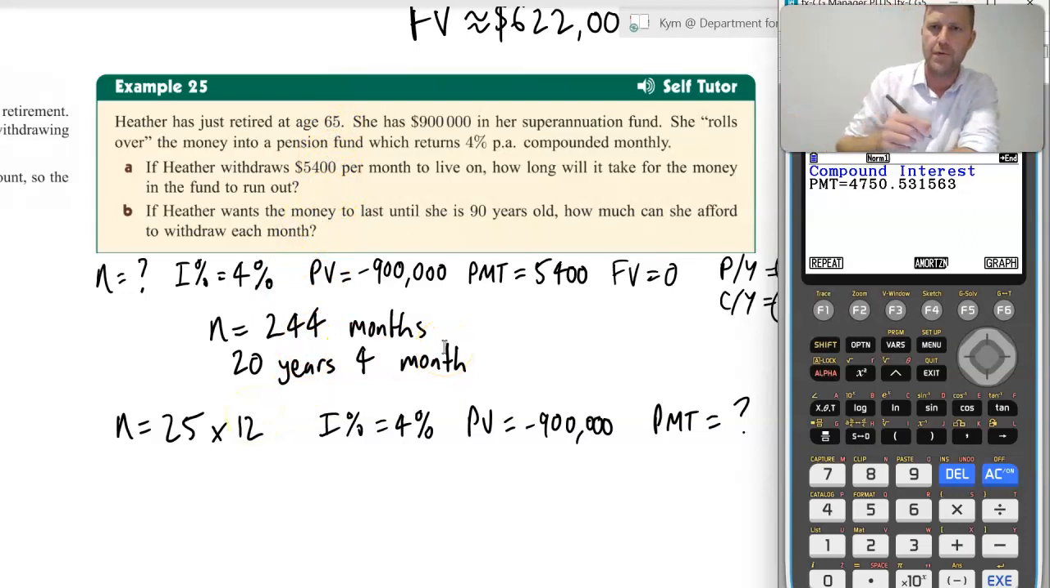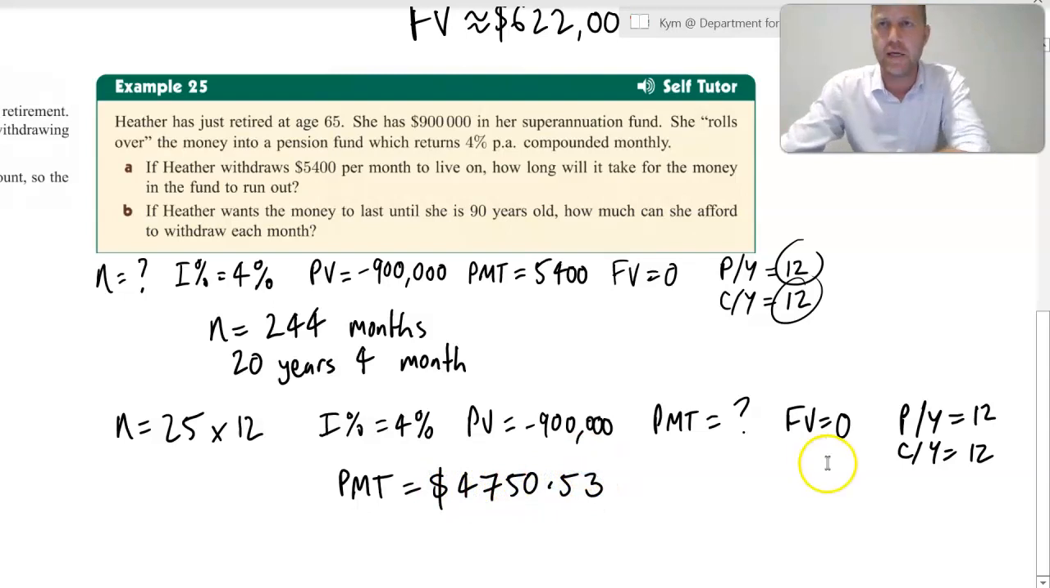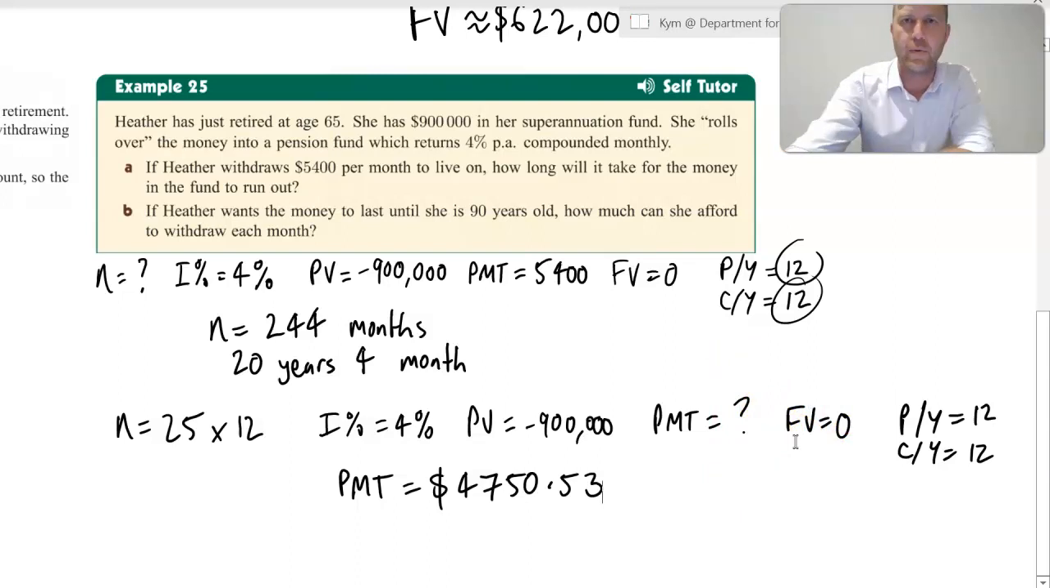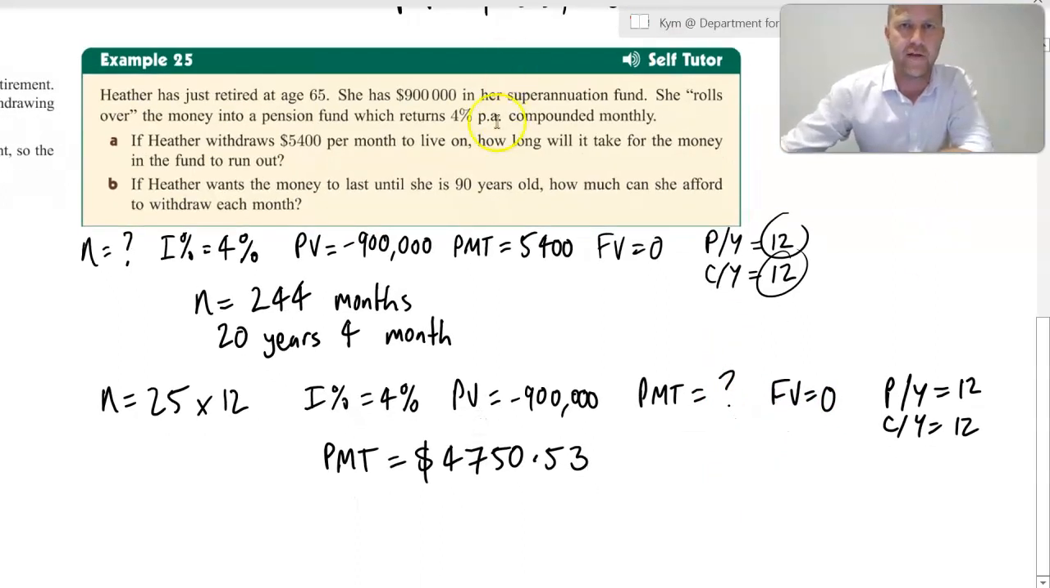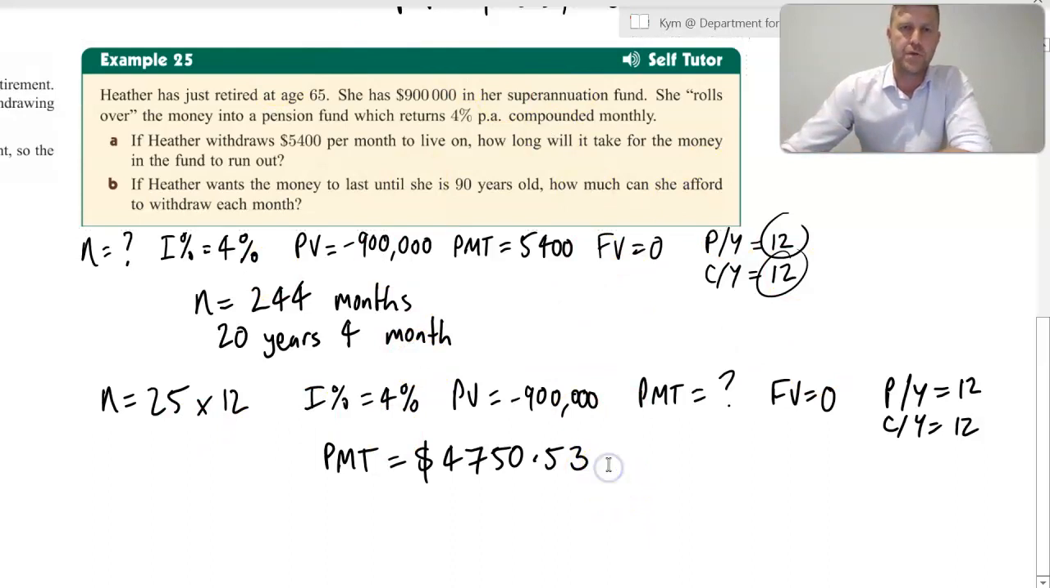So the answer is $4,750.53. Again, there are a few things that we're assuming here. We're assuming that the interest rate doesn't change over the course of those 25 years. But with the information we have based on this question, that is the solution. That's how much she can afford to take out per month to make it last until she's 90.